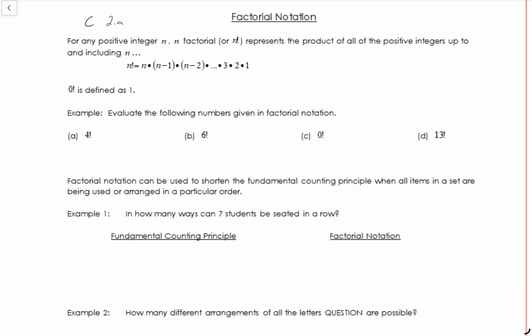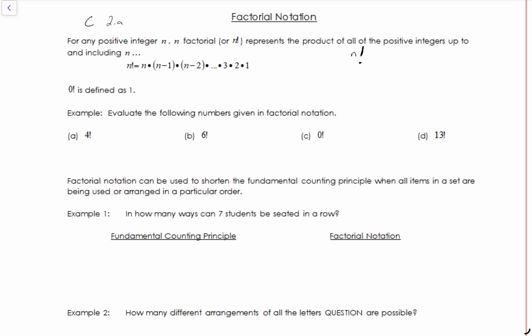The next topic we're going to take is factorial notation. Factorial notation is going to be really important in counting. For any positive integer n, we write n factorial, by the way, it's just a mathematical operation that represents the product of all positive integers up to and including n. So n factorial means n times n minus 1 times n minus 2 times all the way down to 1.